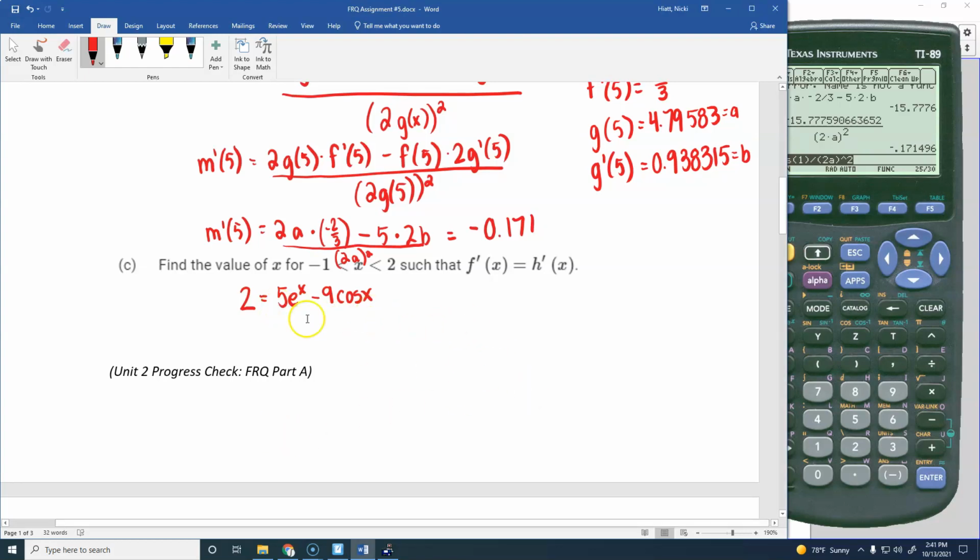Okay. All right, now, we don't know how to solve that by hand, which is why it's great that this is calculator active.